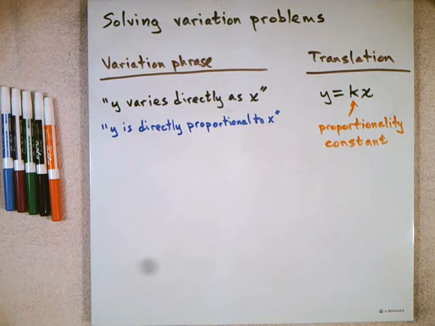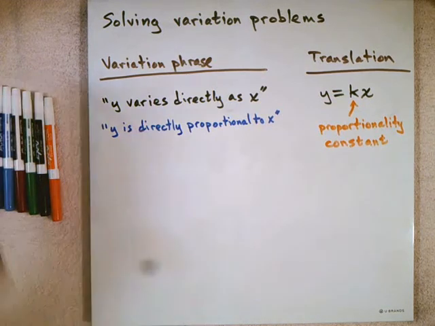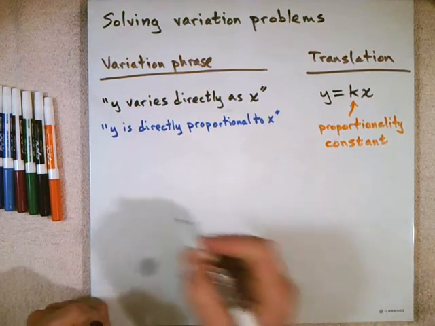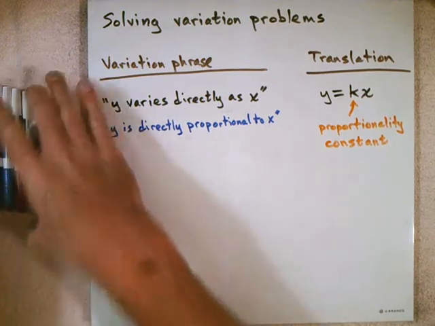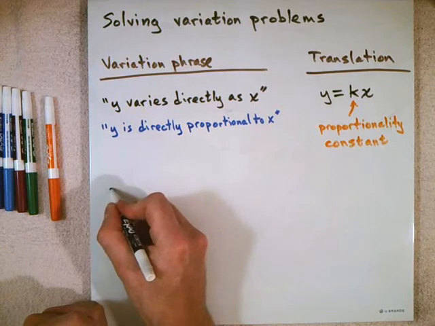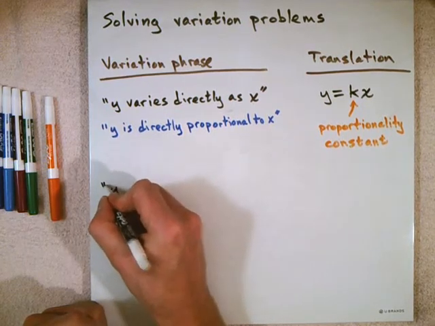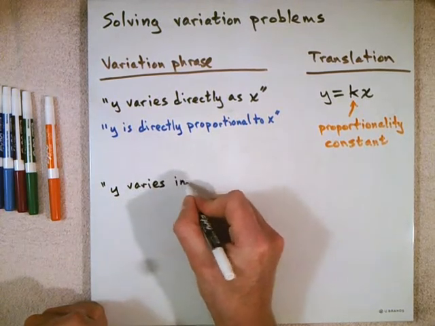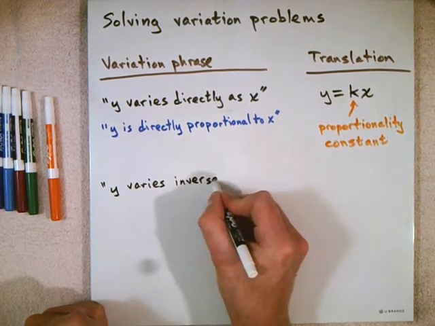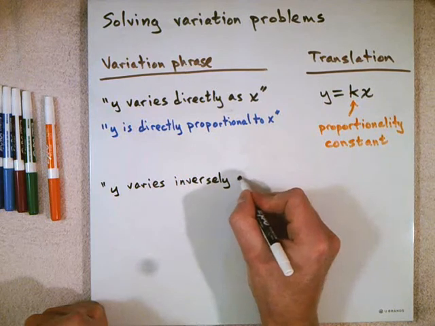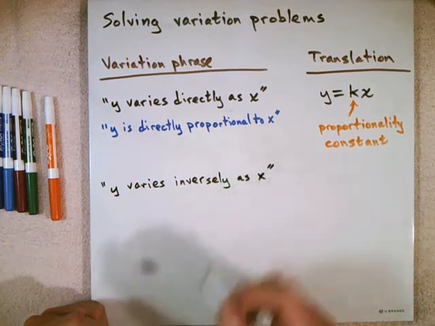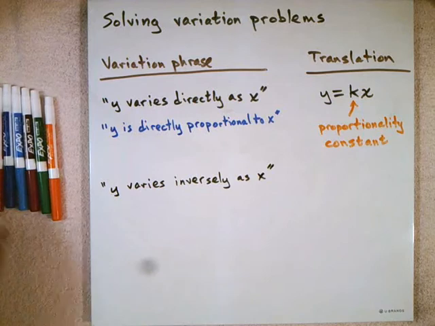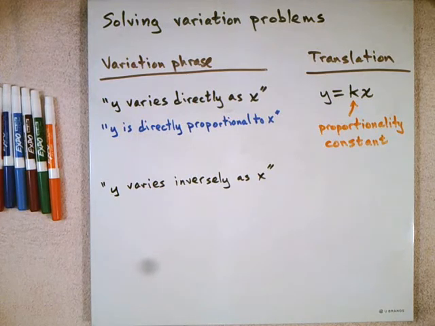Let's do one involving inverse. So let's do something like this. Y varies inversely as X. All right. Now, what does this mean? Well, this means that the two variables x and y in this case act in opposite fashion. In other words, as one gets larger, the other one's going to get smaller.